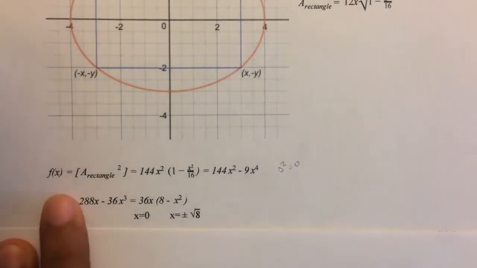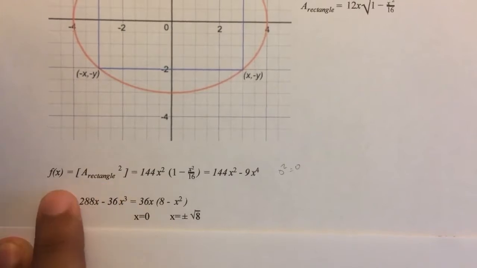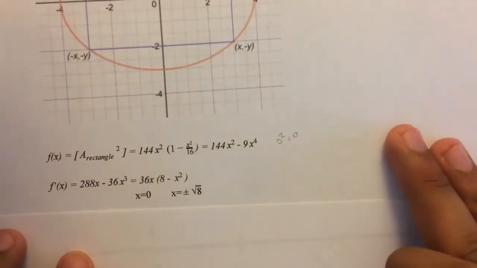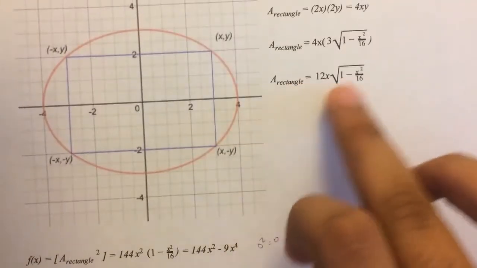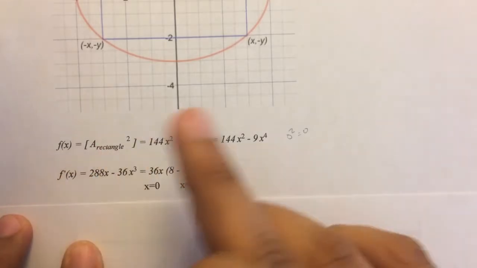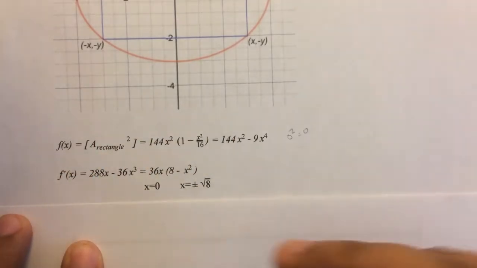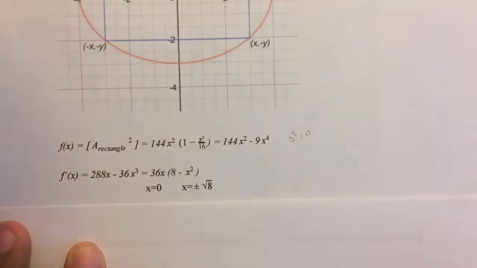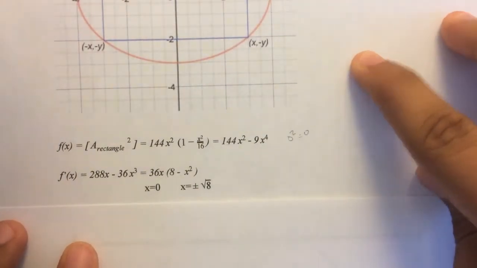The reason why we can use f of x in place of the area of the rectangle is because when the derivative of this equals 0, the derivative of the area will also equal 0, because 0 squared is just 0, so it won't be changing. The only thing that will be changing is actual points where the area is not equal to 0.